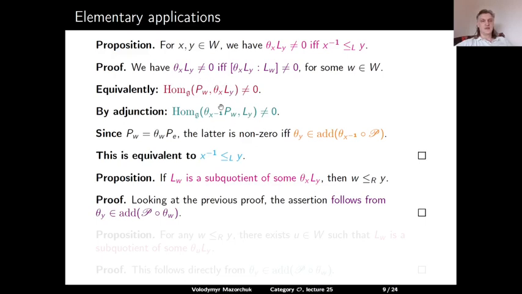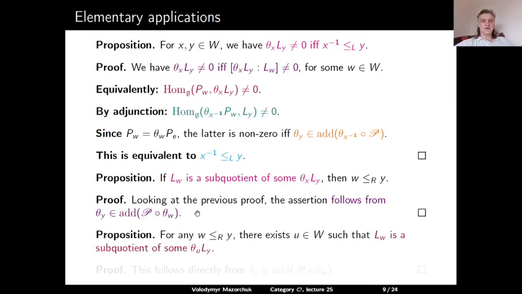Proof: if we just look in the previous proof, then the assertion of this proposition follows directly from the fact that theta y is in the additive closure of P after theta w. So we just swap our accents. In this proof, we fixed x inverse and looked for arbitrary Pw. Now we fixed Pw and we do not care about the nature of theta x inverse. So we can look at this proof from a slightly different perspective to see that this assertion is equivalent to the fact that theta y is in the additive closure of P after theta w.